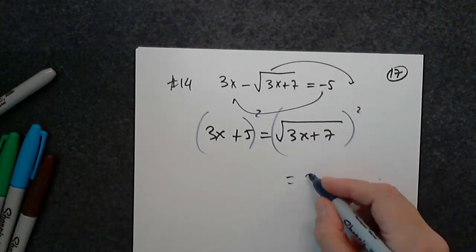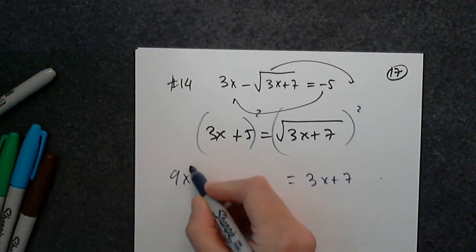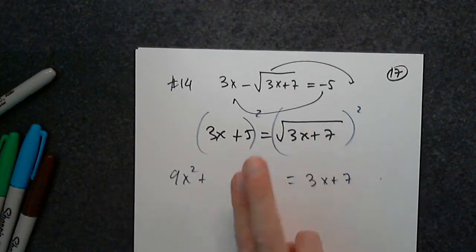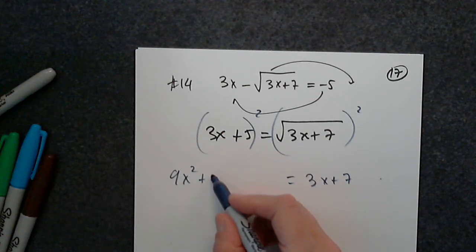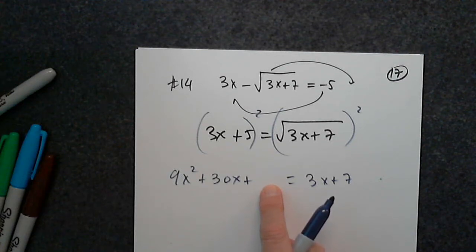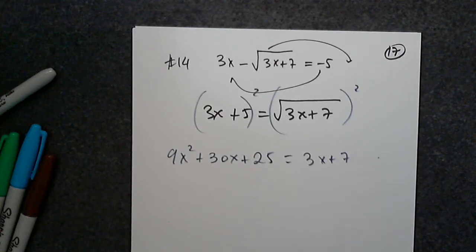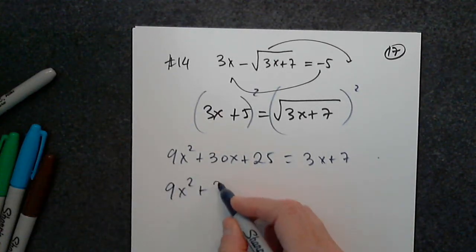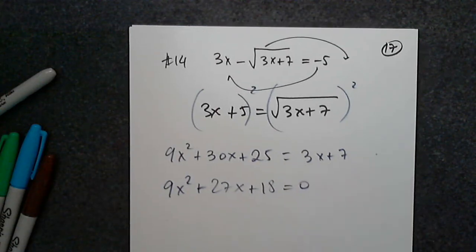The right-hand side is nice, but the left-hand side needs attention. First term squared. Excellent. Plus, multiply the 2 by the 5 first. 10 times 3x. 30x. Plus the second term squared. Very good. All we have to do now, move everything to one side and set equal to 0. So 9x squared plus 27x and plus, I think it's 18.